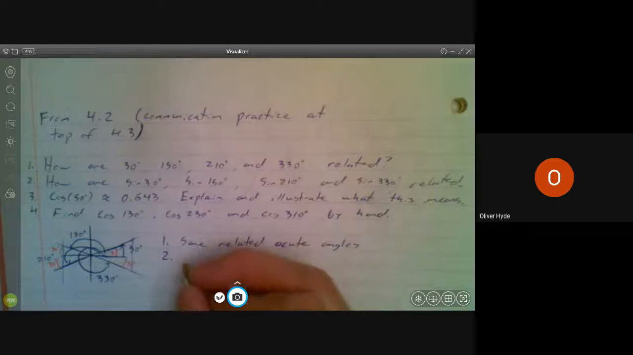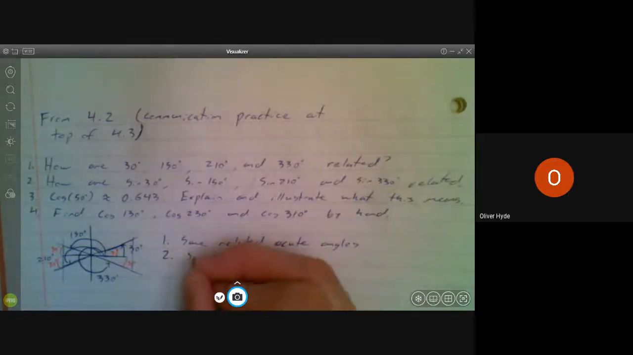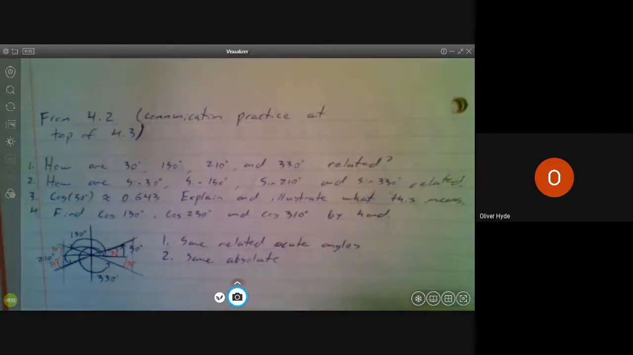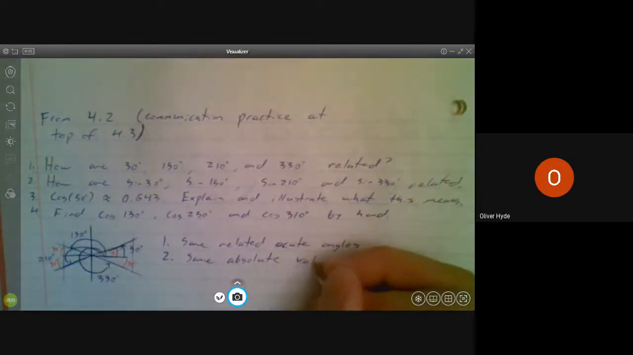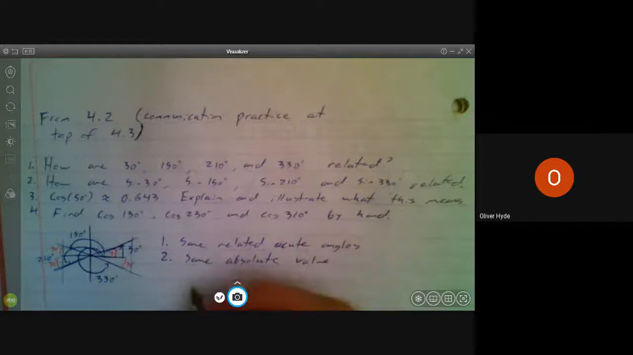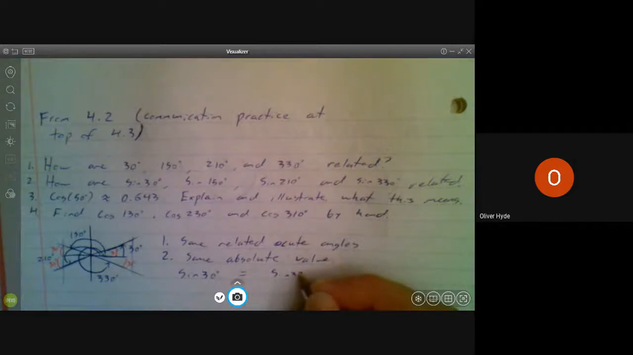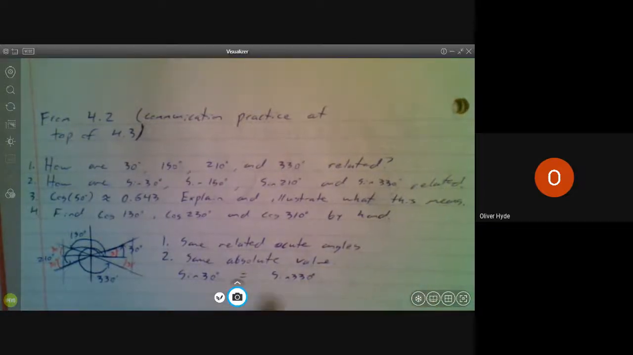Question number 2, I would say that all of these ratios have the same absolute value. We'll talk about sines, S-I-G-N-S, in a second. For example, it is not true that the sine of 30 degrees is equal to the sine of 330 degrees. That's false because the sine of 330 degrees is going to be negative. The y value is negative, so the ratio of y to r has to be negative.